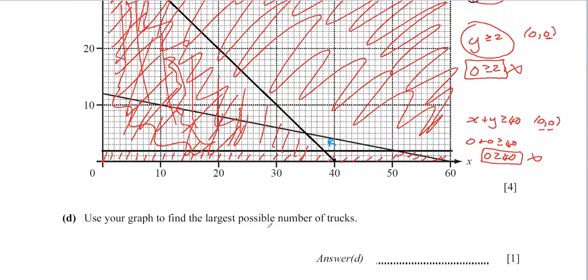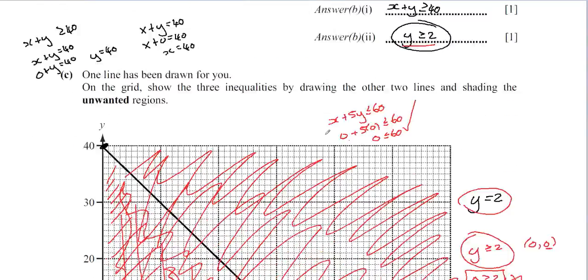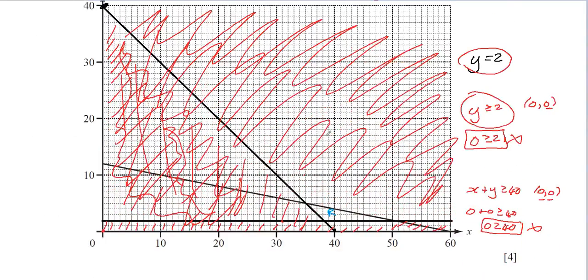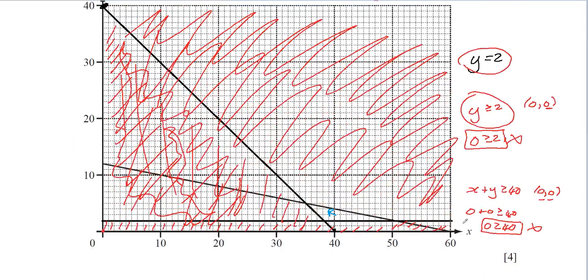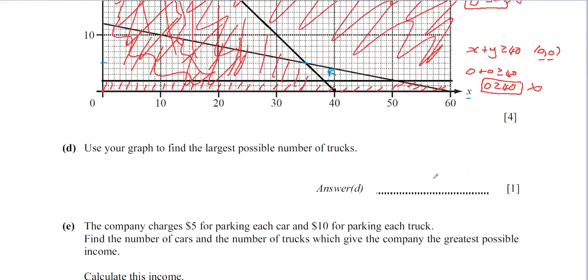So use your graph now to find the largest possible number of trucks that satisfy our inequalities. So this region R is the only region which satisfies all 3 of these inequalities. So y represents the number of trucks, x represents the number of cars. So the highest value for y in this region is at this point, which is, I think, 5. 1, 2, 3, 4, 5. So 5.